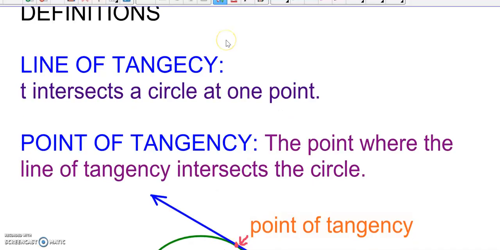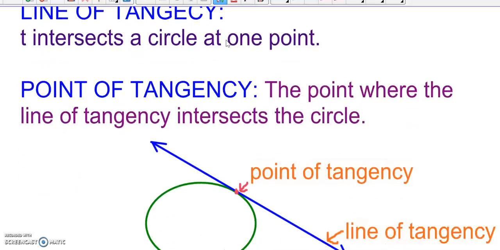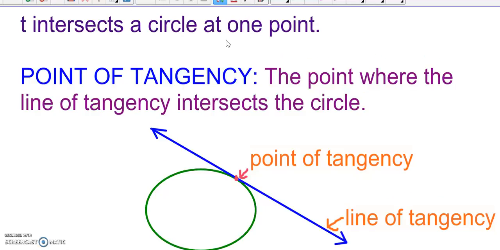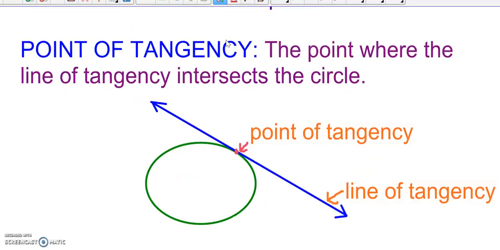Couple of definitions you'll need for today's lesson. A line of tangency intersects a circle at exactly one point. And a point of tangency is that point. It's where the line of tangency kind of brushes against the circle. So if it hits at only one point, it means it just barely brushes against the side of it, just like you see here.